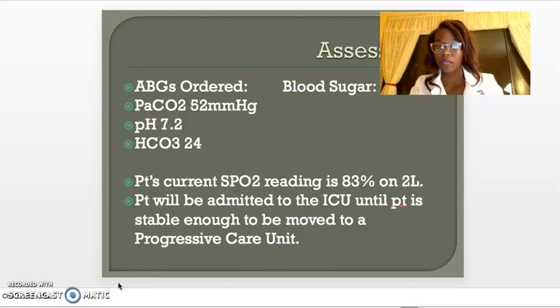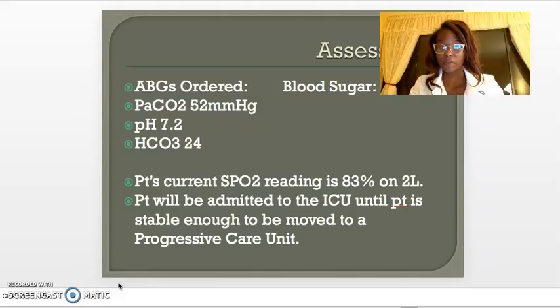I'll be presenting the physician's orders pertaining to the patient who has acute respiratory distress syndrome. First, I will order the ABGs, and the results show that he had a PaCO2 of 52 with a pH of 7.2 and an HCO3 of 24. Now, with those labs, it shows that this patient is in respiratory acidosis. He also is hypercapnic. Blood sugar was checked and it was 89, so no issues there.